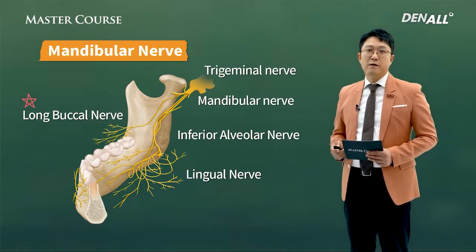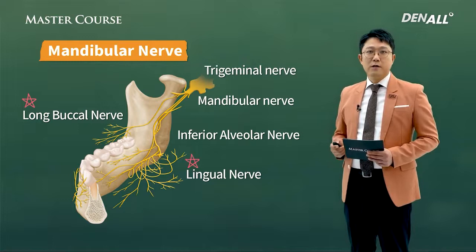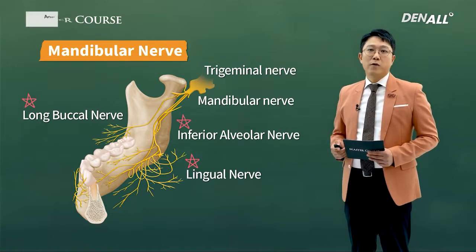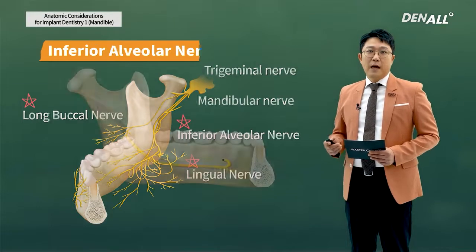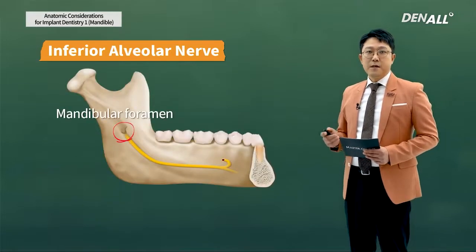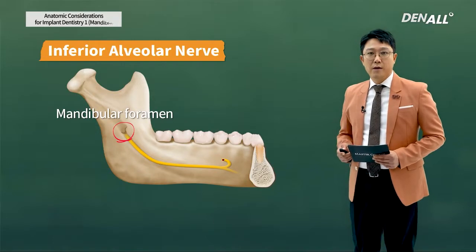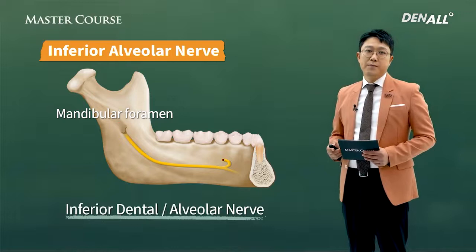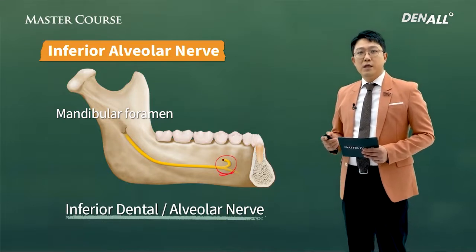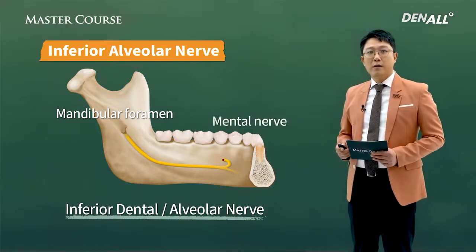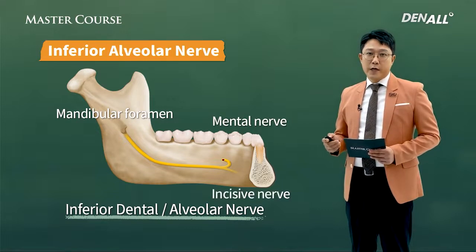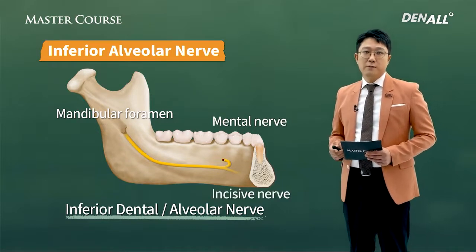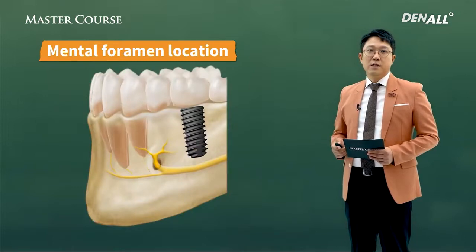Long buccal nerve, the lingual nerve, and the inferior alveolar nerve. The inferior alveolar nerve goes through the mandibular foramen to the mandible. It becomes the inferior alveolar nerve that controls the sensation of the mandible. The nerve from the mandibular foramen is divided into the mental nerve and incisive nerve. The mental nerve comes from the foramen and controls the sensation of the lower lip.